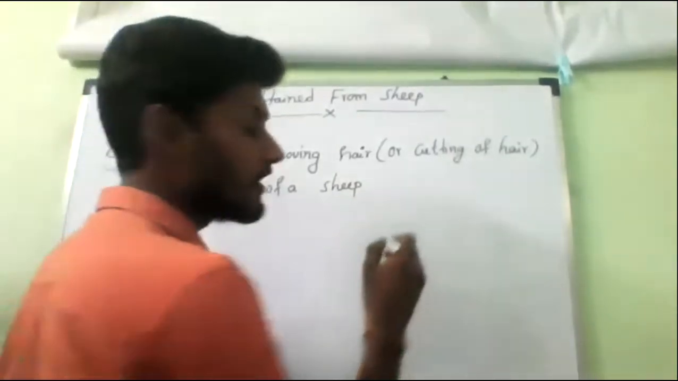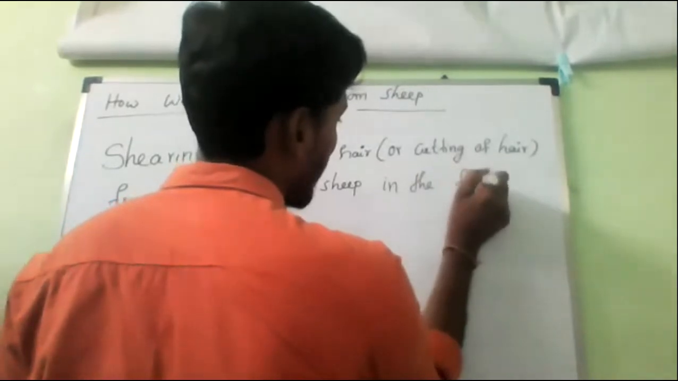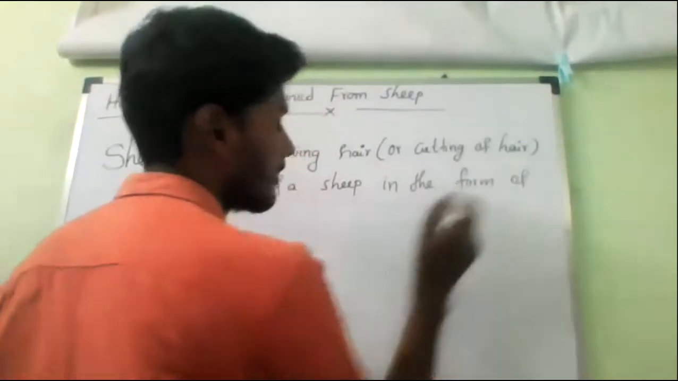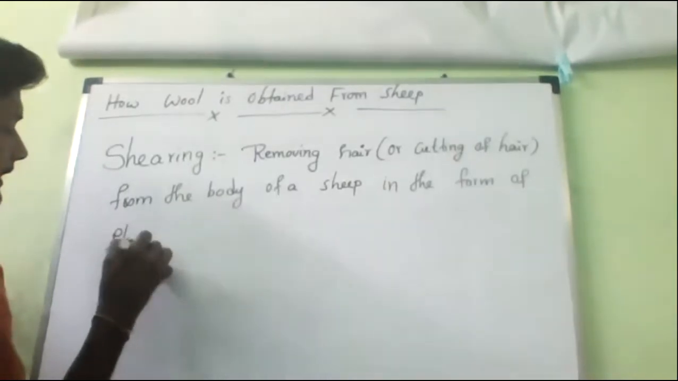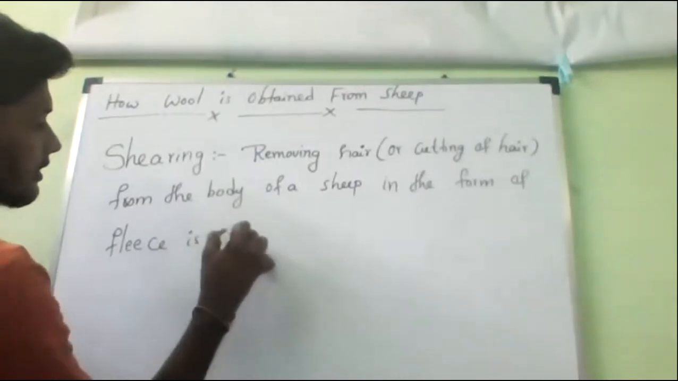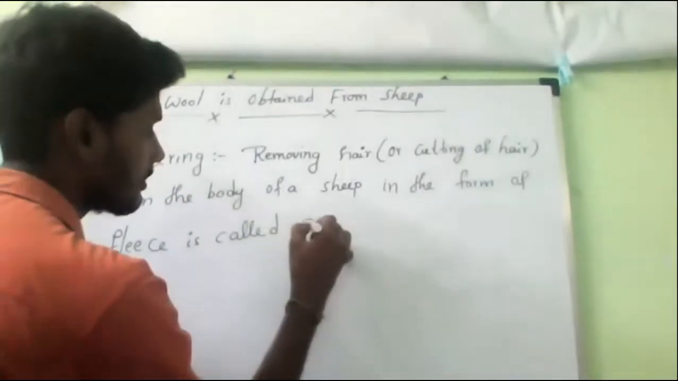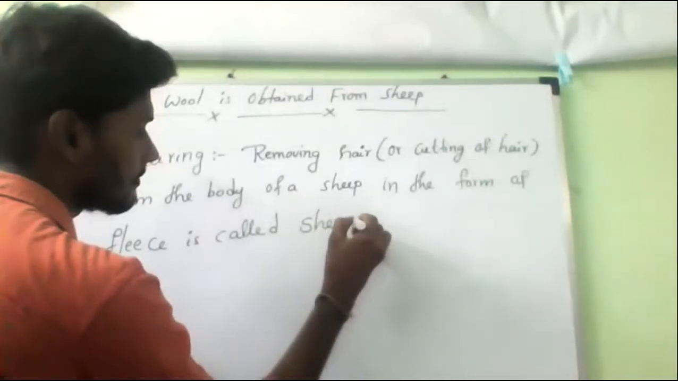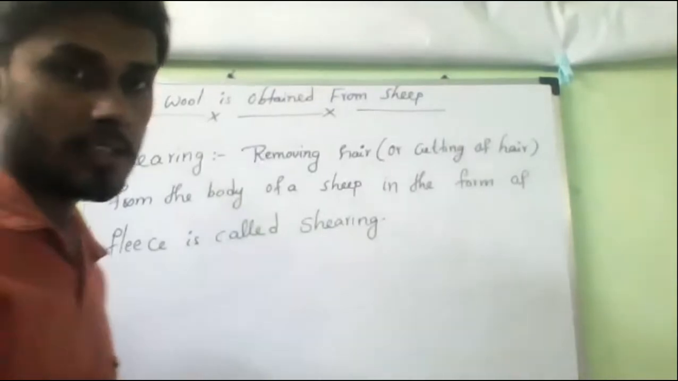in the form of fleece. Fleece, F-L-E-E-C-E, is called shearing. So when do we have to do this?